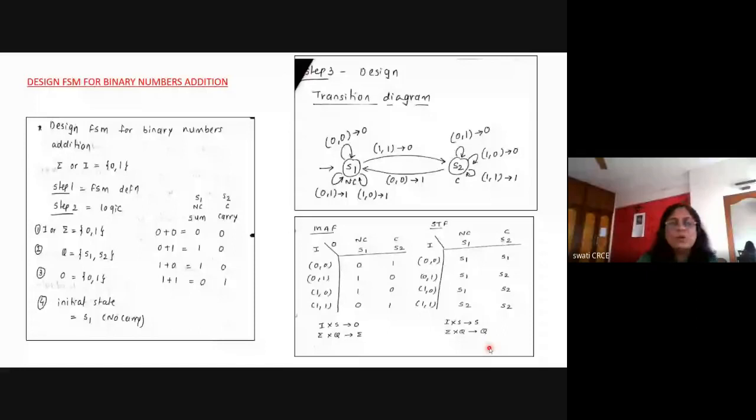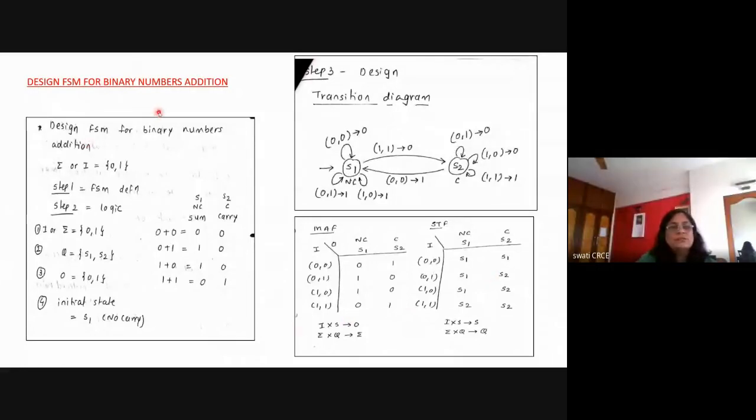Now we are going to solve the next problem today. That is the problem of designing an FSM for binary number addition. As I told you, there are 4 steps. The first step is to write down the definition. I'm not writing the definition here again; you can refer to it from the previous problem. Then you need to identify your logic, then draw the diagram, and then draw the tables. So this is the answer for this particular question and the final answer.